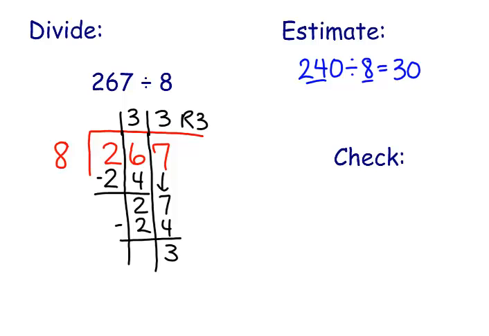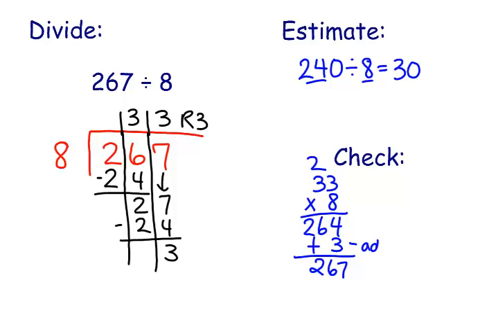33 times 8. 8 times 3 is 24. 8 times 3 is 24, 25, 26. But don't forget, you have to add the remainder. And we end up with 267. It's very important that you do know your multiplication and division facts very quickly, otherwise it will be frustrating.